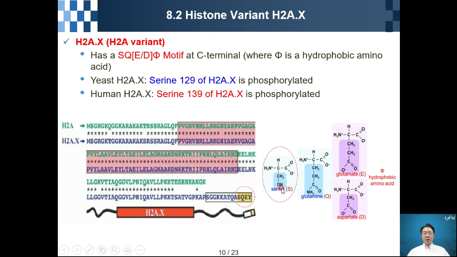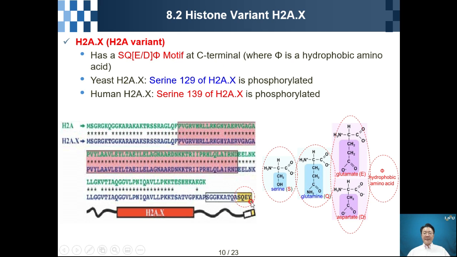Also the second one is Q, glutamine. This is the glutamine structure, and we call glutamine Q. In the third location, glutamate or aspartate can be here. We call glutamate E and aspartate D. And the final position is where any hydrophobic amino acid can be.